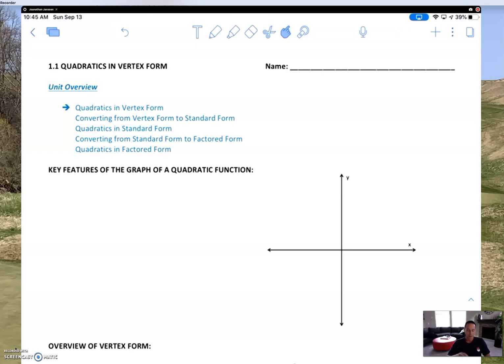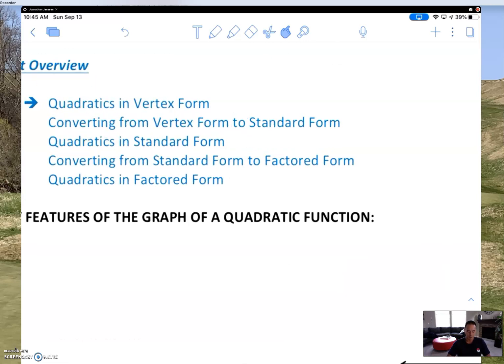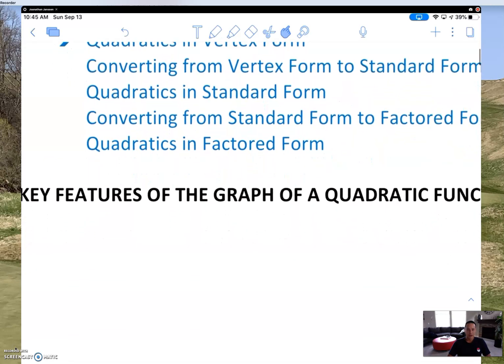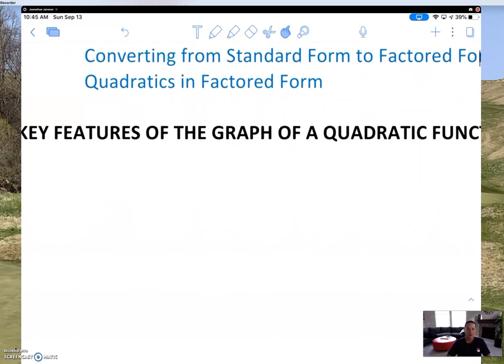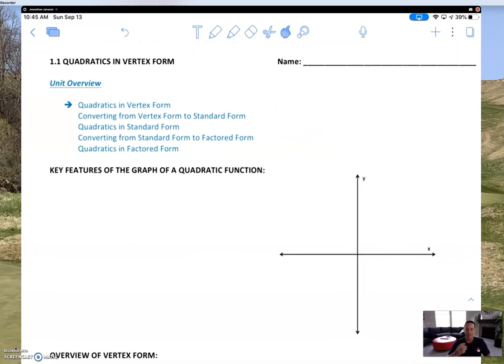So hopefully you remember this from the last couple years, but there are 3 forms of a quadratic equation. First one is vertex form, then we have standard form, and then we have factored form. And all of them have their unique advantages of different things that make it easier to find, their different purposes. So we're going to end up covering all of those. But today, we're just focusing on vertex form.